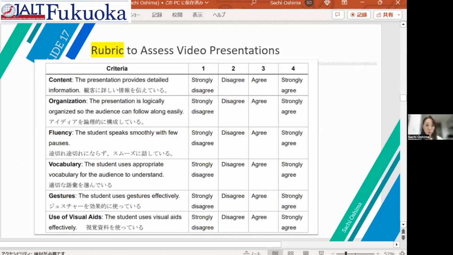And here is the rubric. This rubric was originally made at the university, and I modified the university's rubric according to the communication strategy. The criteria are content, whether this presentation provided detailed information; organization, whether this presentation is logically organized; and fluency, whether the student doesn't put in so many pauses; and also vocabulary, whether the student uses appropriate vocabulary for the audience to understand the content of the presentation. And lastly, nonverbal communication: gesture and the use of visual aids are also communication strategies.